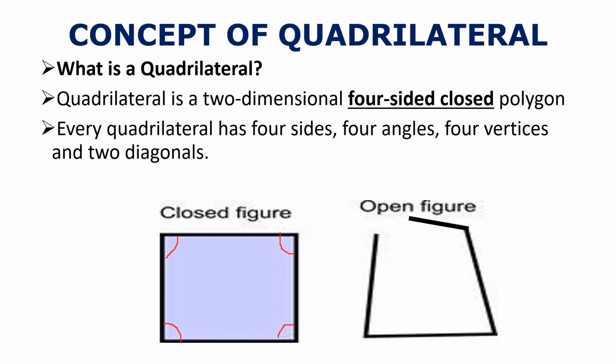So four sides, four angles, four vertices. Vertices means corners. Can you see the corner? I'll show you with the laser pointer. This is one corner, two corners, three corners, and four corners. And two diagonals. I think you know what a diagonal is. A diagonal is a segment joining the opposite corners or vertices. For example, it has two diagonals. I'm showing you with this color: this is one diagonal, and this is the other diagonal.